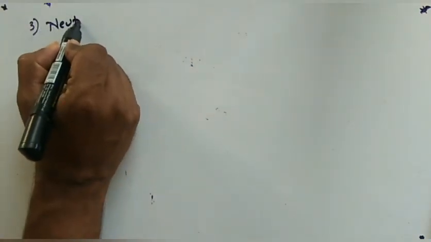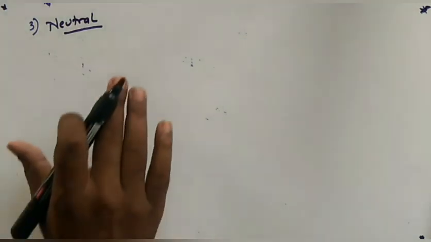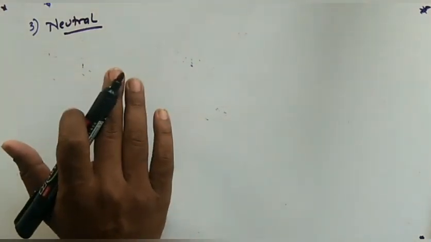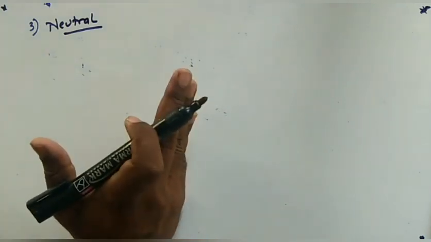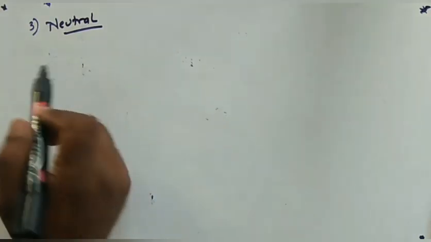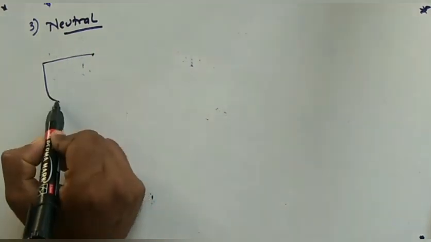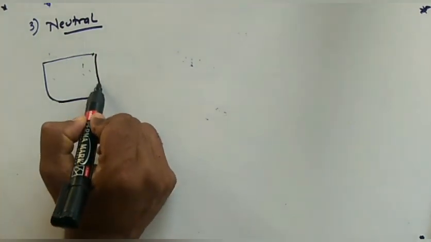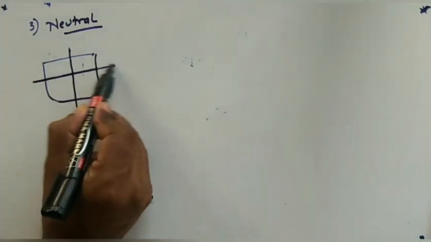The third equilibrium condition is the neutral equilibrium condition. Now what is the meaning of neutral equilibrium condition? Whenever my ship is heeled or inclined with the external force, it neither comes back like a stable equilibrium nor goes further like unstable. It remains at the same position. Now how does this happen? Similar thing we will do. This is the transverse view of my ship. This is my center line of my ship. This is my water line.